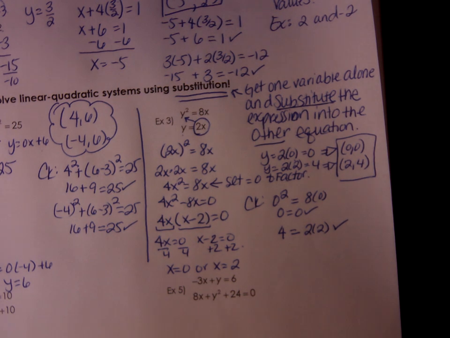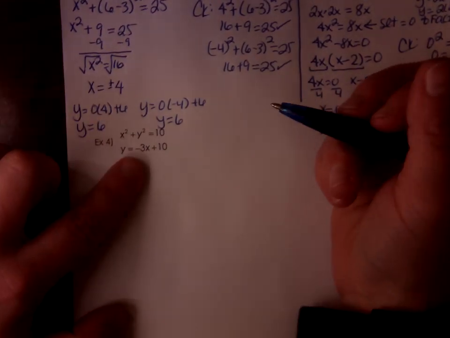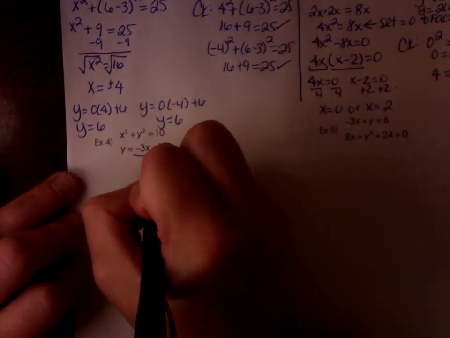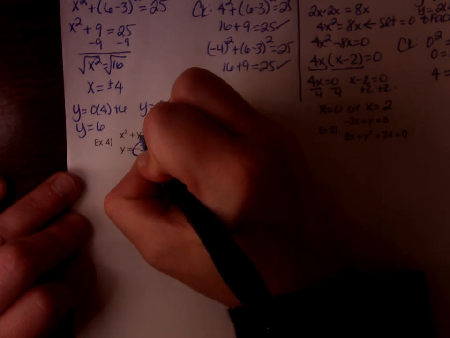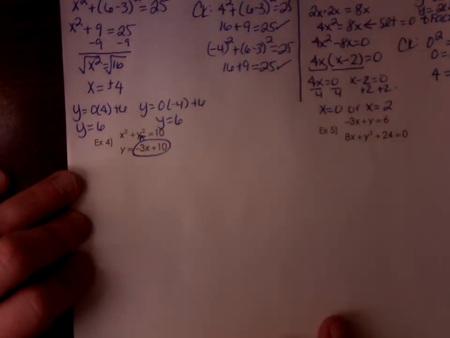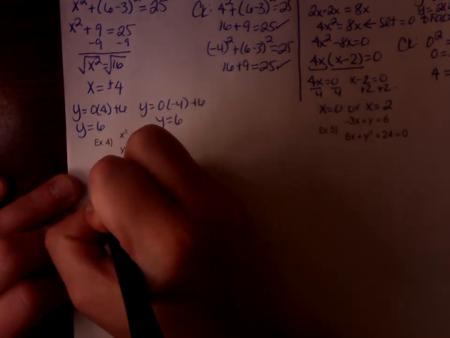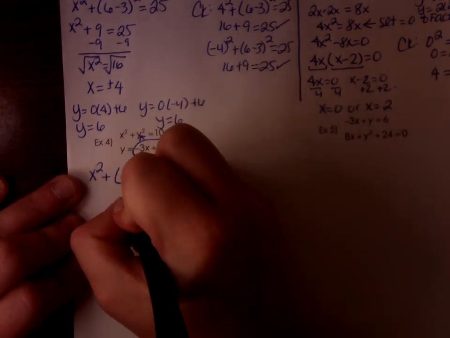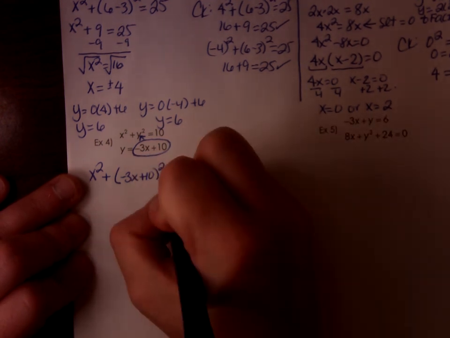For example, number 4. We already have y alone. That expression is negative 3x plus 10, and I'm going to substitute that entire expression into y. And so this is going to be x squared plus parentheses negative 3x plus 10. That whole expression squared is equal to 10.